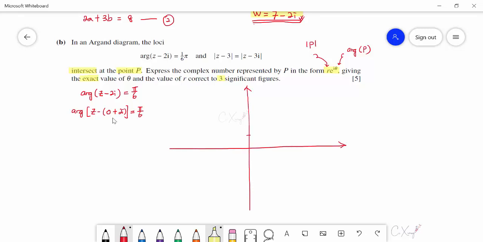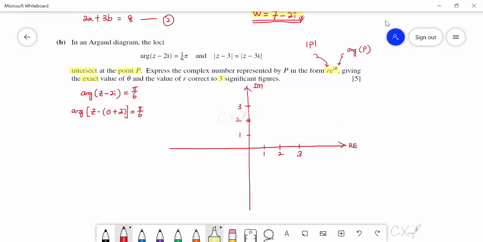Okay, let's say I assume that this is 1, this is 2, later this is 3. Okay, so we have 1, 2, and 3. So when they mention that z minus 0 plus 2i equals pi over 6, so the 0, 2, it will be at this point. Okay, so this is the point (0, 2). Imaginary axis, and then the real axis.